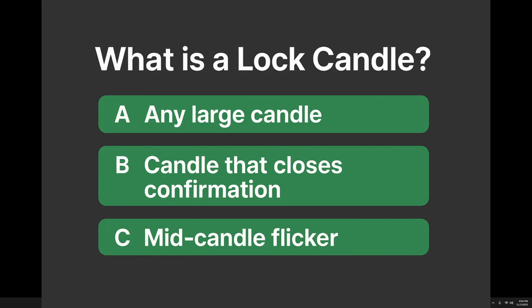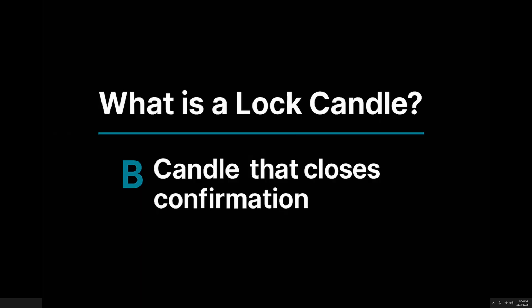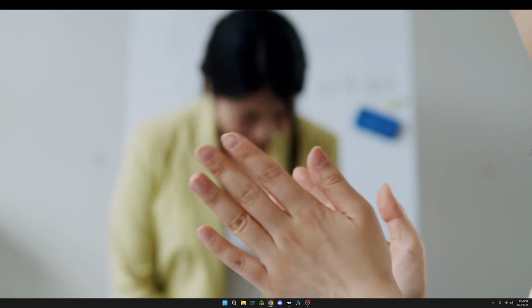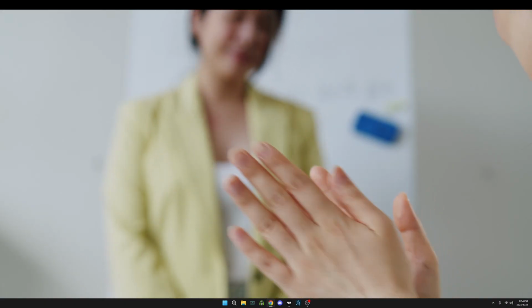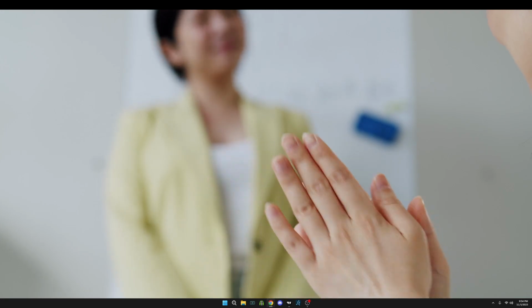All right, another question. What is a lock candle? A, any large candle. B, a candle that closes confirmation. Or C, mid candle flicker. If you chose to answer B, yes sir, you're right. It is the candle that closes confirmation. Mid candle is noise, and the lock candle seals the deal.